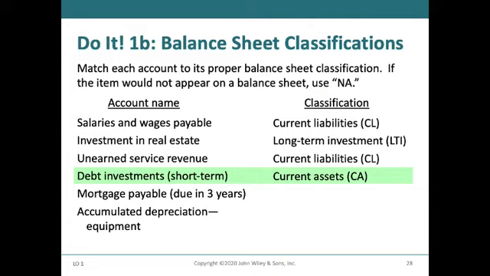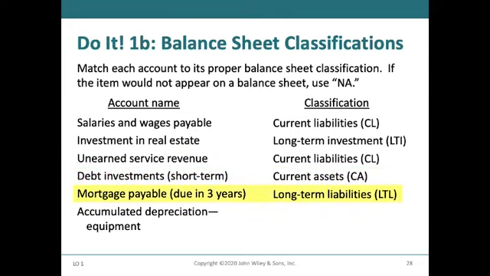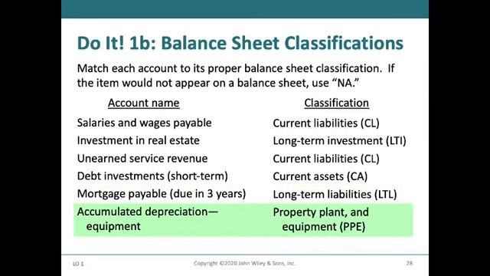Next one is debt investments, short term. Well, everything that's short term means it's current, and we're talking about debt investments, so that's an asset, and it's going to be a current asset. The mortgage payable due in 3 years. Well, payable is a liability. A mortgage is typically a long-term item, and it's due in over 3 years, so that means it's a long-term liability. And then finally, accumulated depreciation. That's an offset to property, plant, and equipment, so that's where we'll find it. It's PPE.